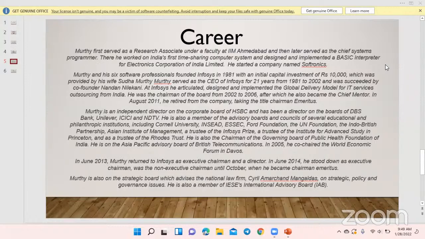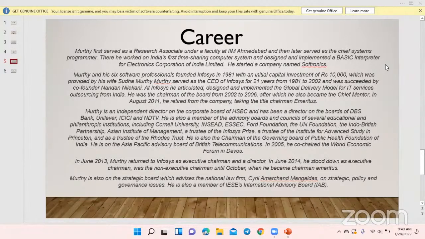Murthy served as the CEO of Infosys for 21 years, from 1981 to 2002, and was succeeded by co-founder Nandan Nilekani. At Infosys, he also designed and implemented the global delivery model of IT sector outsourcing from India. He was the chairman of the board from 2002 to 2006, after which he also became the chief mentor. In August 2011, he retired from the company, taking the title chairman emeritus.